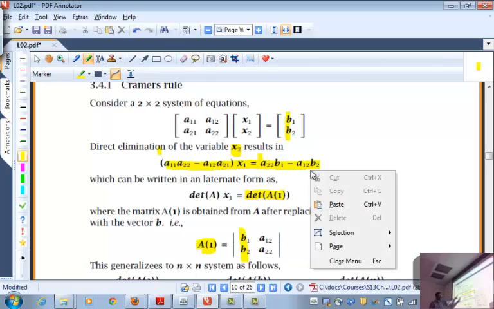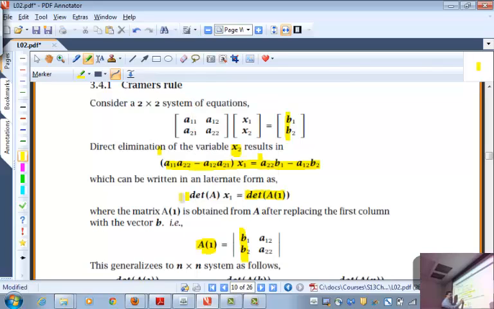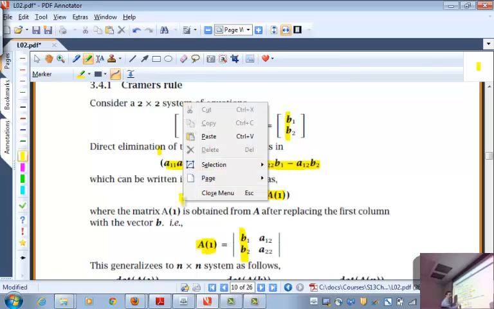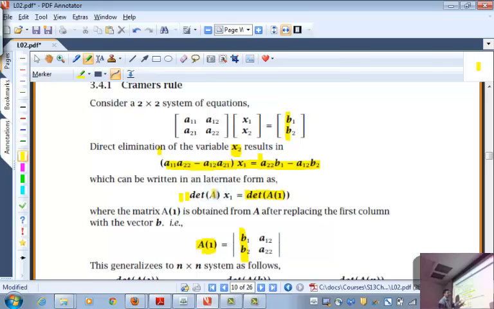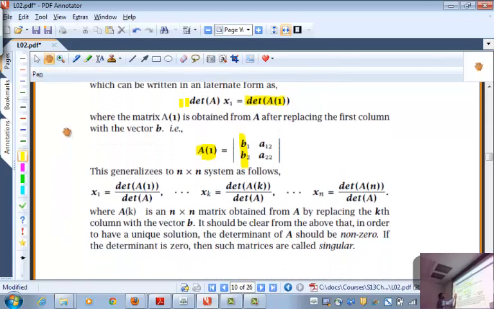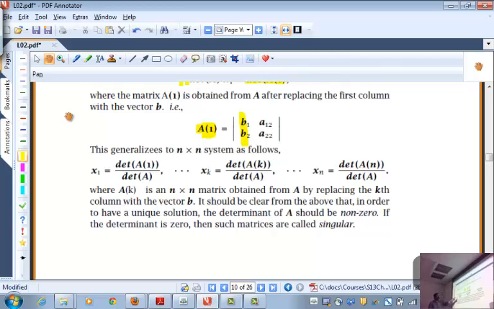Similarly, on the left hand side is the determinant of the original A. Okay? So the left hand side is the determinant of A, and the right hand side is the determinant of a new matrix A1. So x1 is simply A1 over A.